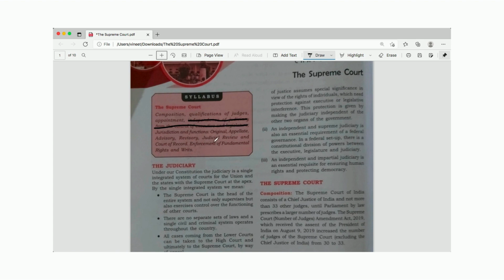Then you have the jurisdiction and functions of Supreme Court. You have original, appellate, advisory, revisory, judicial review, and court of record, and also the enforcement of fundamental rights and writs. So let's discuss page by page.